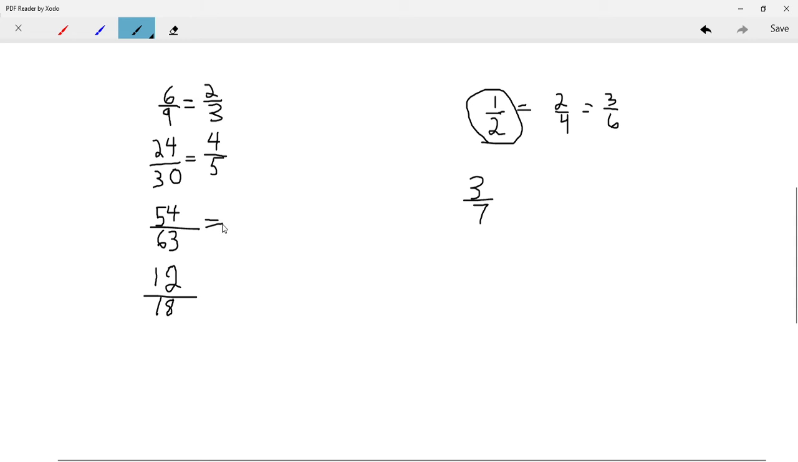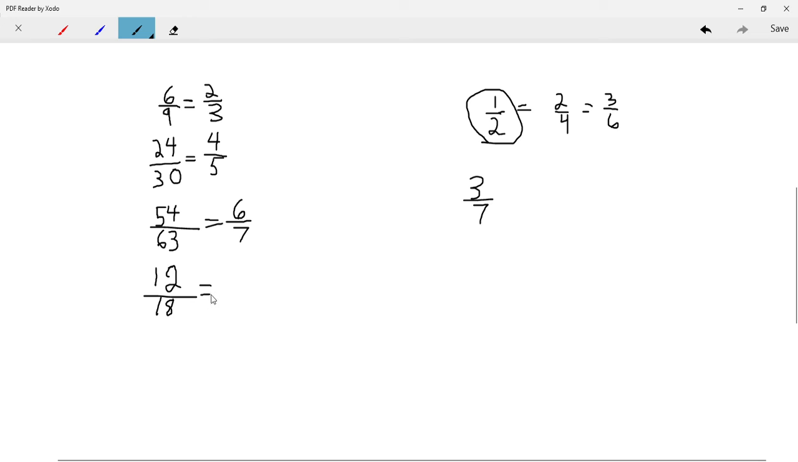54/63. So this fraction is, these are multiples of 9, right? So 54 divided by 9, I'm sorry, 54 divided by 9 is 6. 63 divided by 9 is 7.